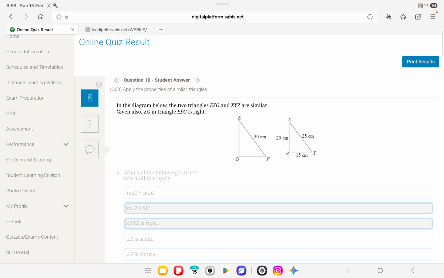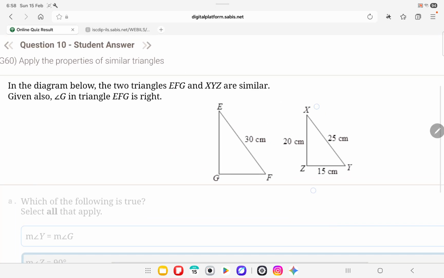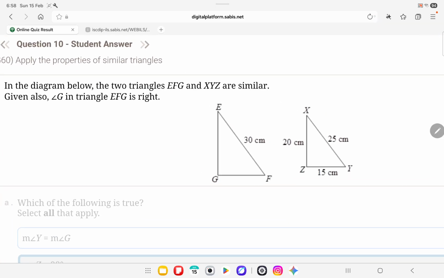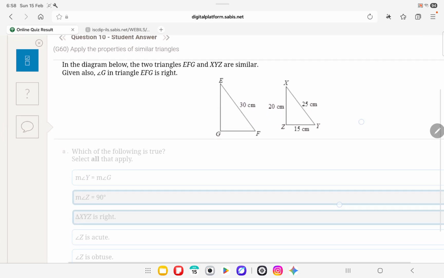So here they're telling us that the two triangles EFG and XYZ are similar, and it's given that angle G in triangle EFG is right. Angle G is right. So if this is similar, that means this angle is similar to this angle, right? It means this is also right. This angle is congruent to this angle in similar triangles.